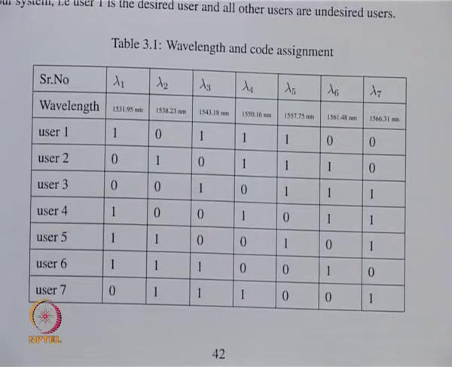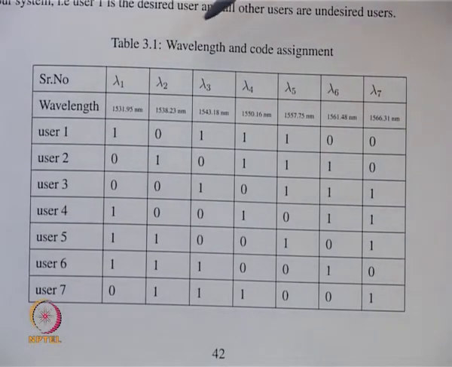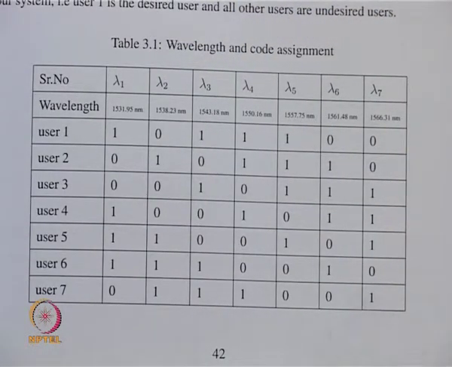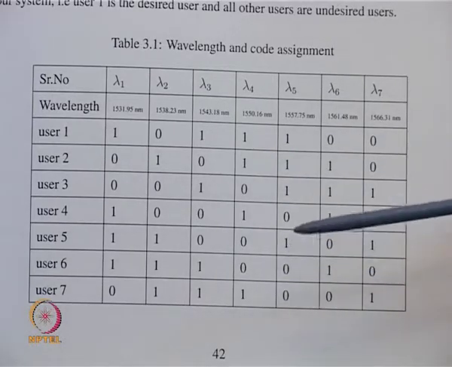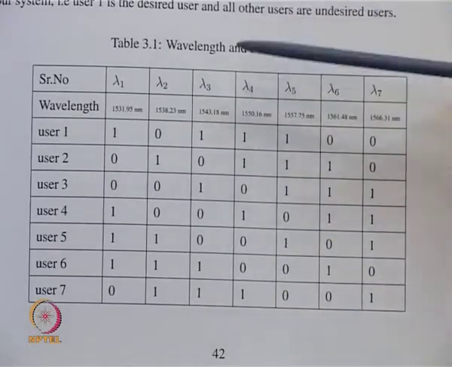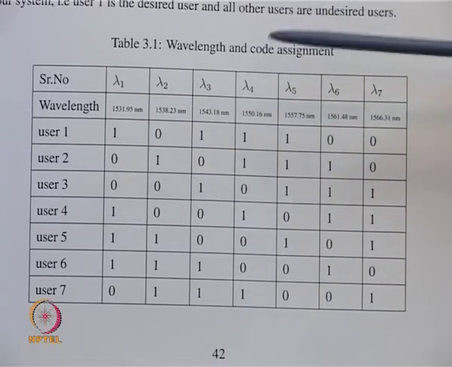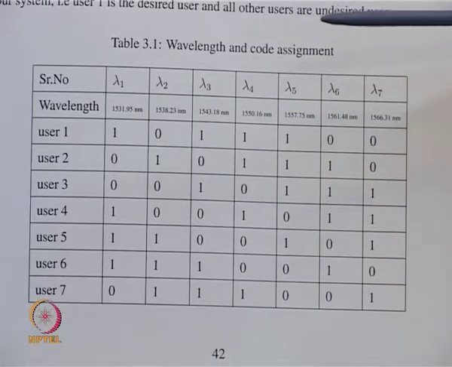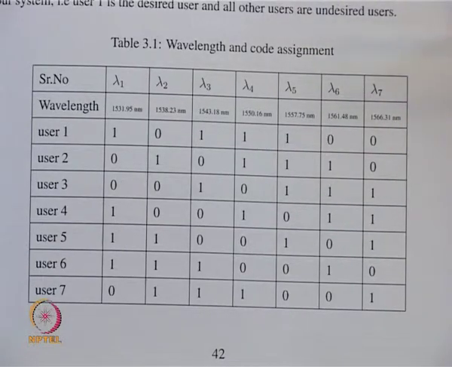In optical CDMA, simultaneously 4 signals are transmitted for an M sequence code of length 7. So codes are selected based upon the codes assigned to each user. For example, user 1, the signal is coded with lambda 1 signal, lambda 3 signal, lambda 4 signal and lambda 5 signal. User 3 is encoded with lambda 3 signal, lambda 5 signal, lambda 6 signal and lambda 7.